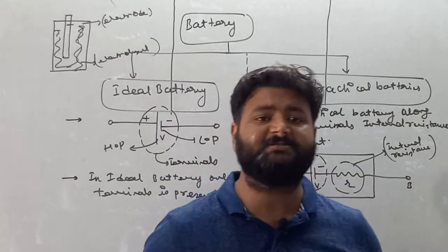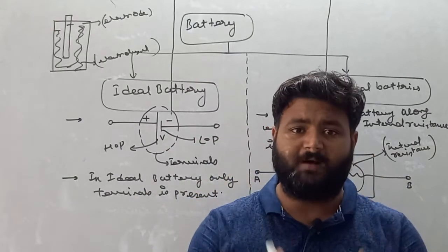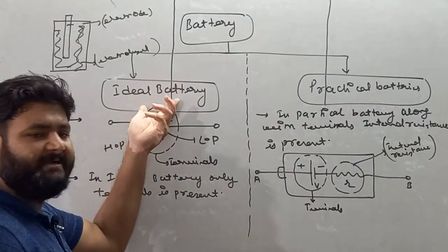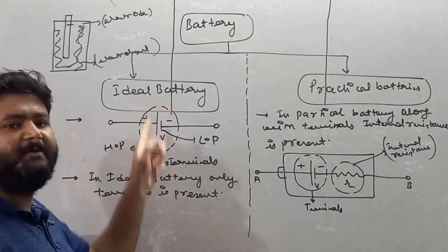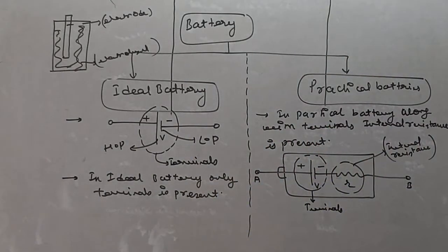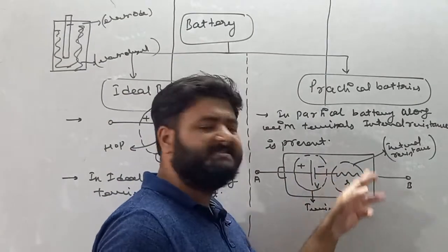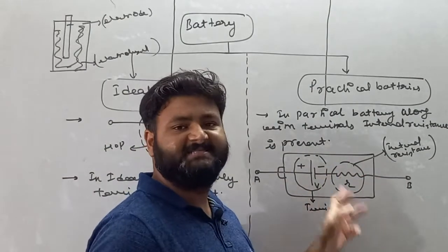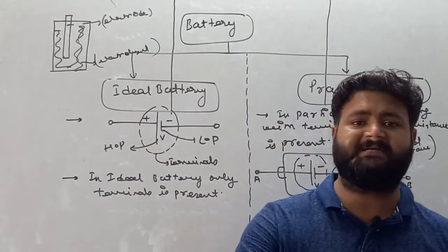So remember, my dear student, batteries are basically of two types in physics. One is ideal battery, in which only terminals are present, and we know that the positive terminal represents higher potential and the negative terminal represents lower potential. In a practical battery, along with terminals one more thing is there, that is called internal resistance. And the question is how internal resistance is created in practical battery.